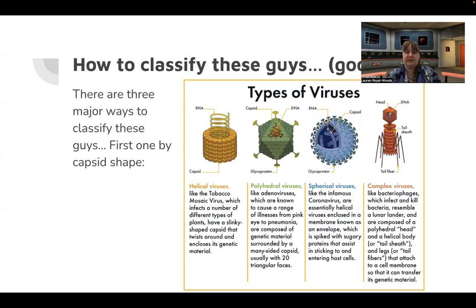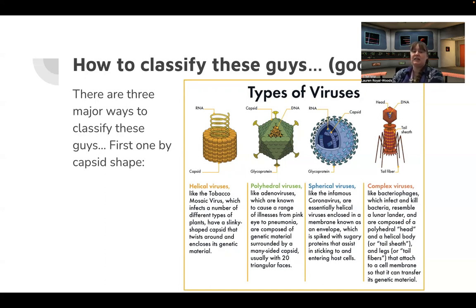So how do we classify these guys? There are three major ways to classify them. The first way is shape. Helical viruses have a capsid and their RNA is coiled like a spring. The most famous of these is the tobacco mosaic virus, which kills off tobacco crops once we figured out what it was and what it did. We've had lots of interesting times having fun with that one in the lab. They have a slinky-shaped capsid that twists around and encloses the genetic material.